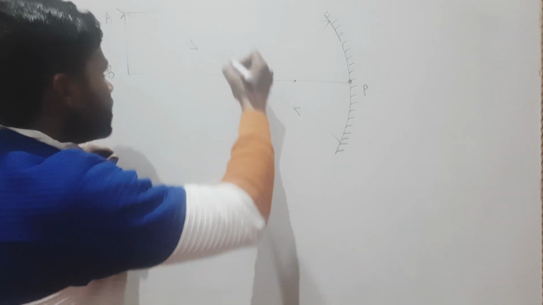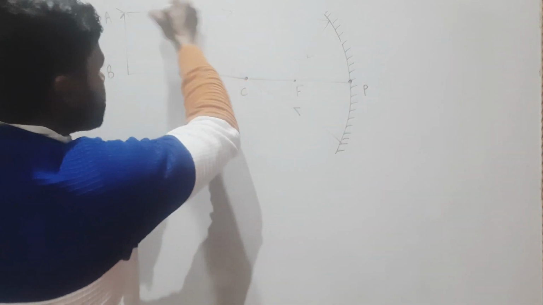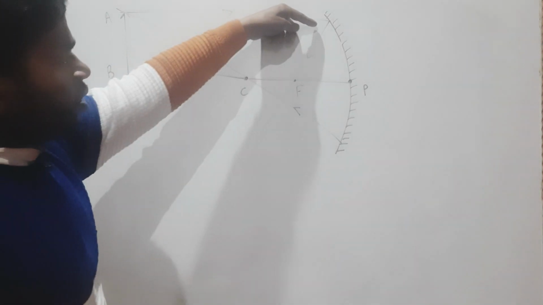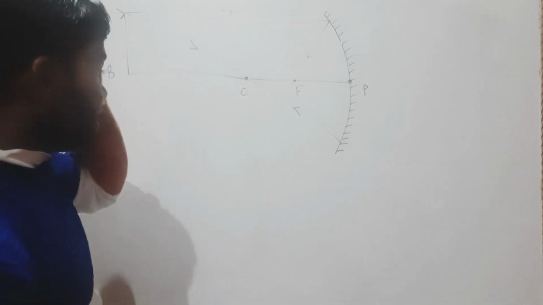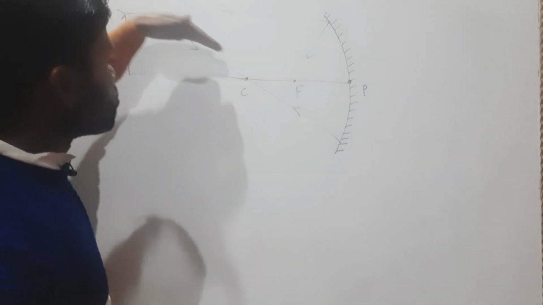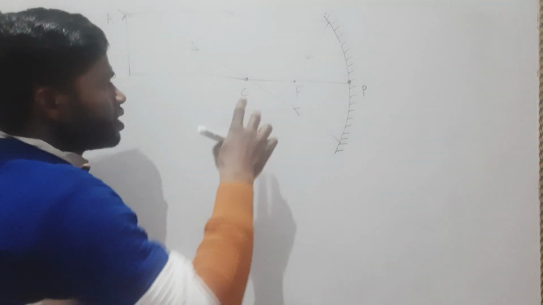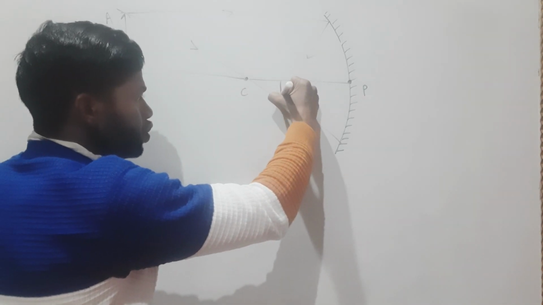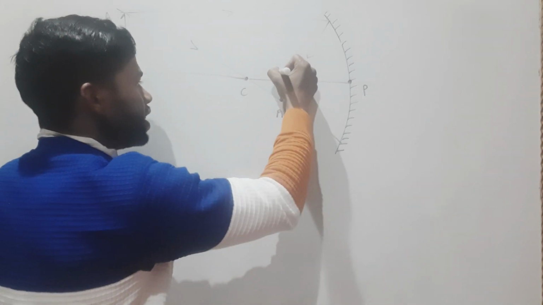Again, I am repeating, the line which is parallel to this principal axis, after reflection will pass through the point F, and the line which passes through C will be reflected along the same path. Then you can consider two triangles. At the intersection point, you will get the image A dash and B dash.